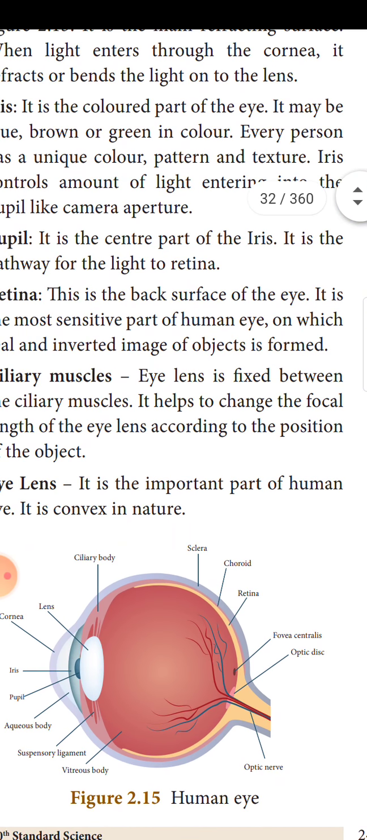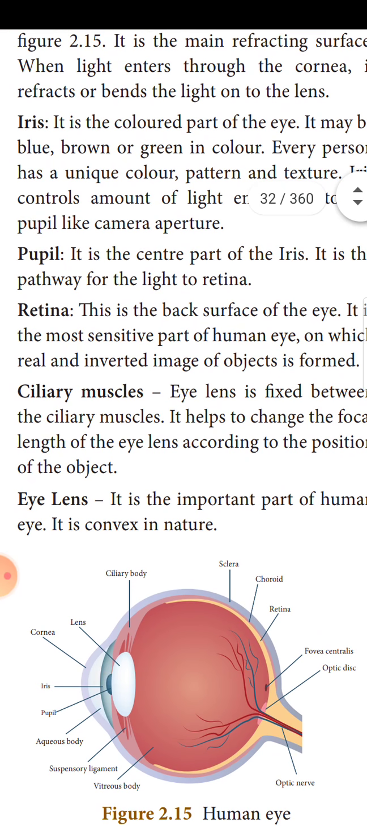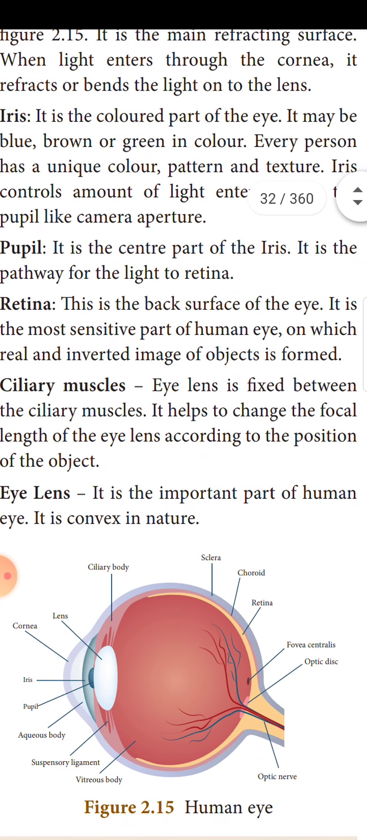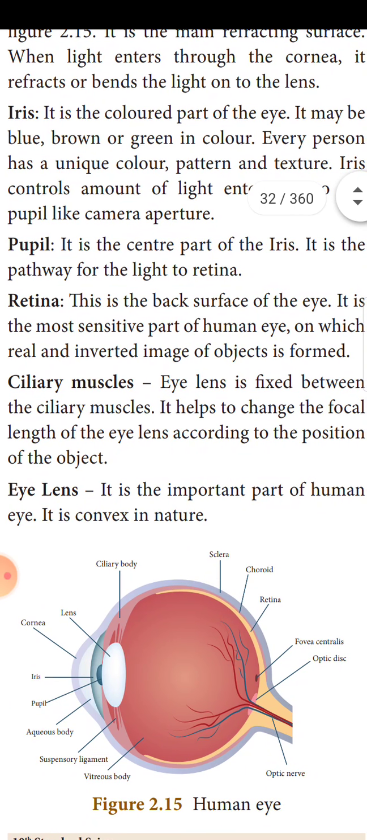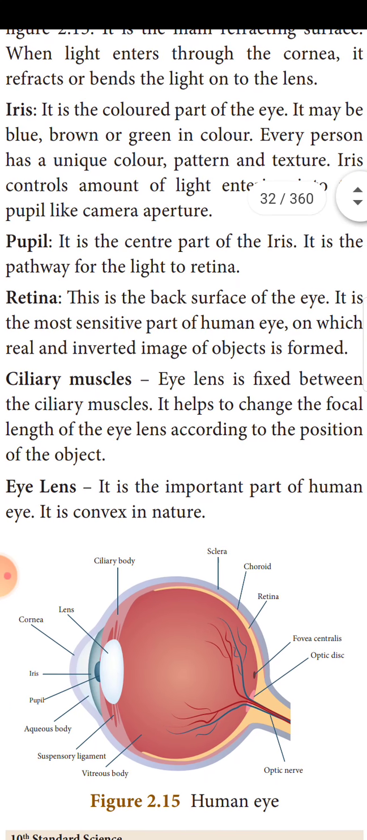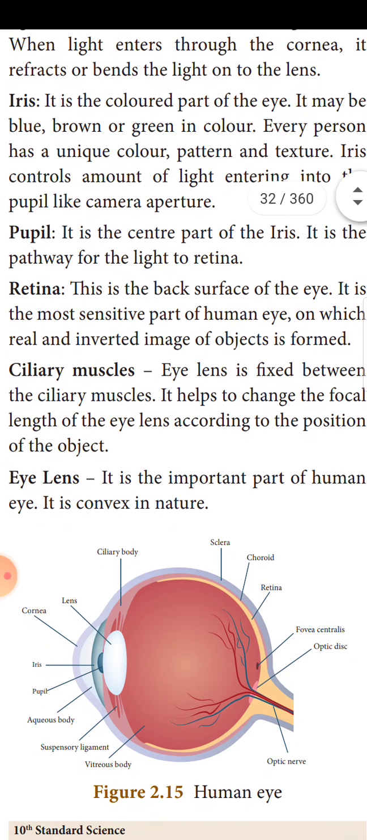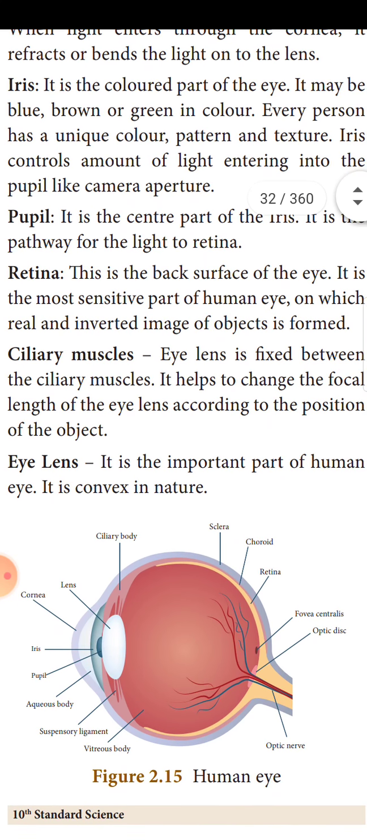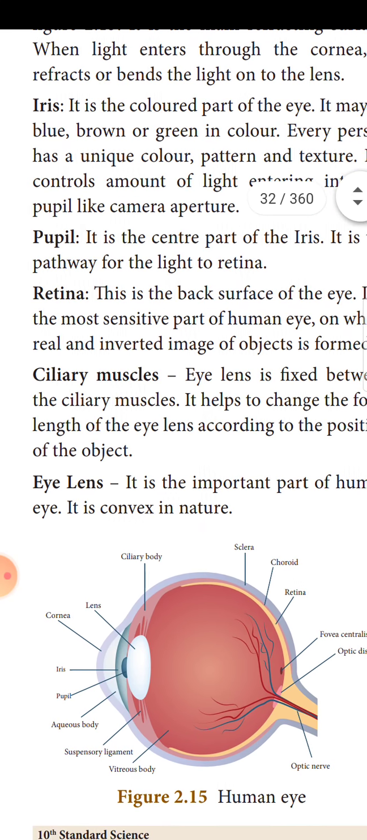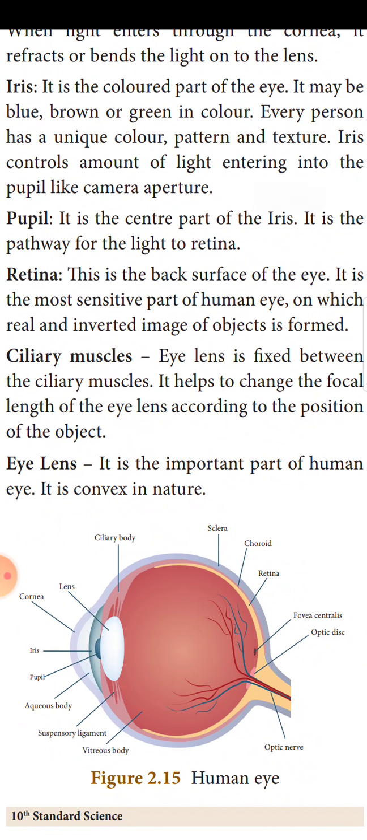Retina. This is the back surface of the eye. It is the most sensitive part of the human eye, on which a real and inverted image of objects is formed.